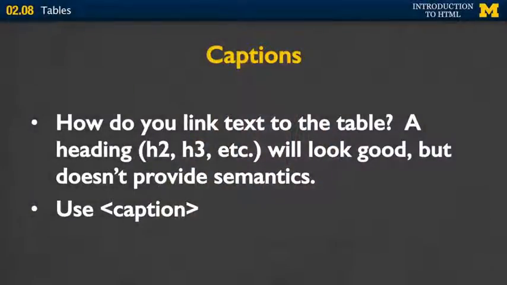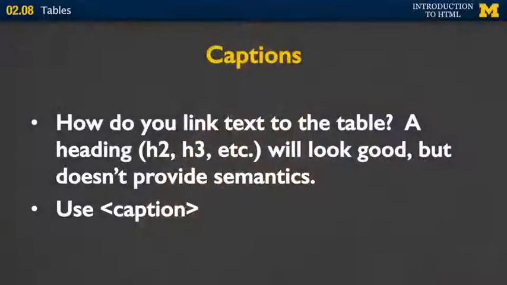Next, let's talk about captions. So how do we link text to a specific table? What people used to do is they would put in some sort of heading, H2 or H3, and they would put it right above or right below the table. So visually, if you were looking at it, you could kind of figure out, oh, this goes with the table. But again, I really want to push you to use semantic tags. So instead of doing that, you can go ahead and use the caption tag inside the table, and it'll help everyone know that, oh, this caption goes with this specific table.